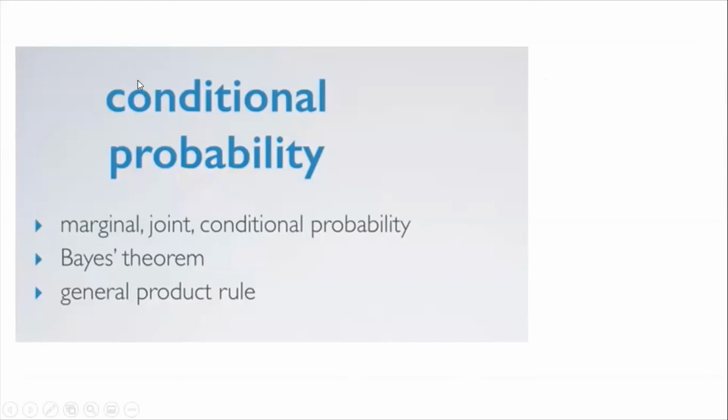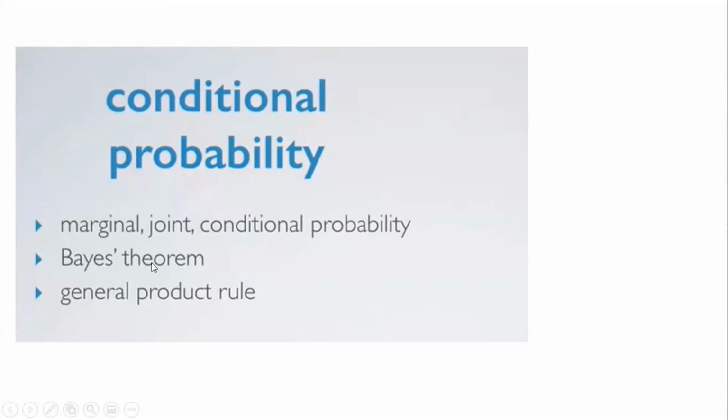Conditional probability. Now let's talk about conditional probability. When you have a condition, you then find that probability. We need to understand some names: marginal, joint, and conditional probability. What are these? And then we talk about Bayes theorem.